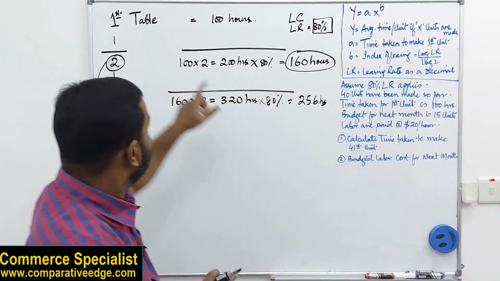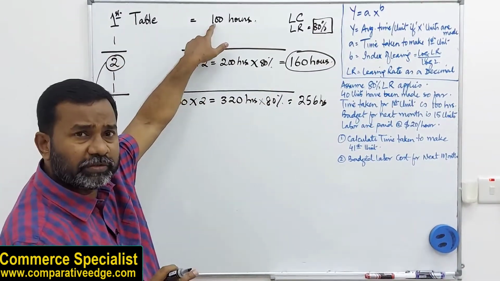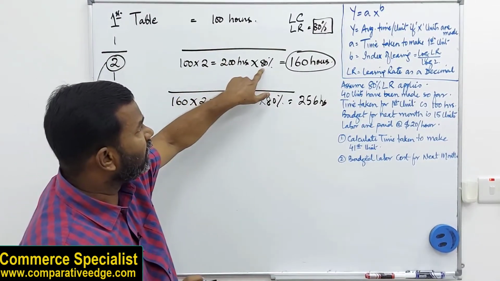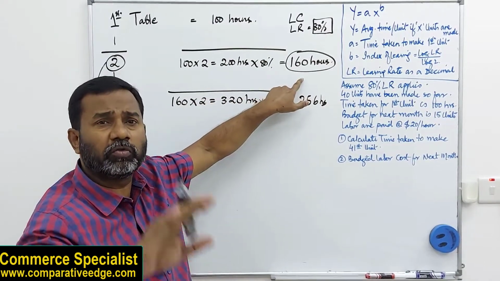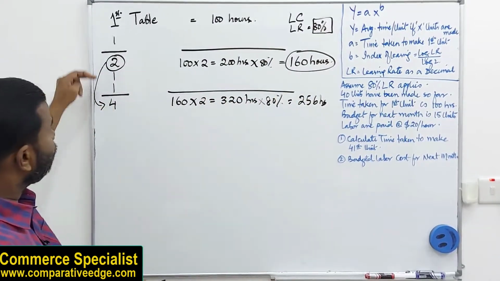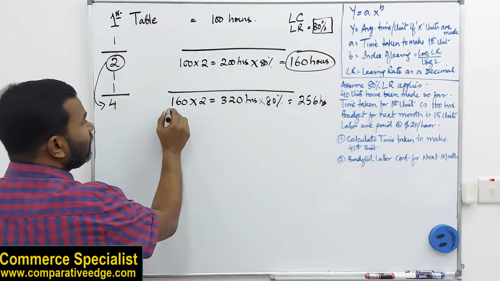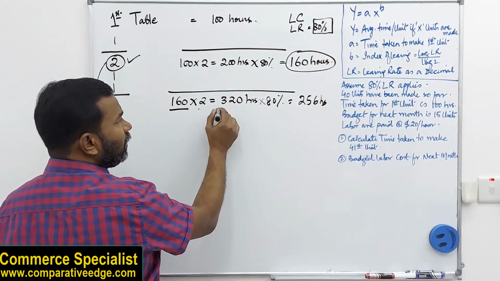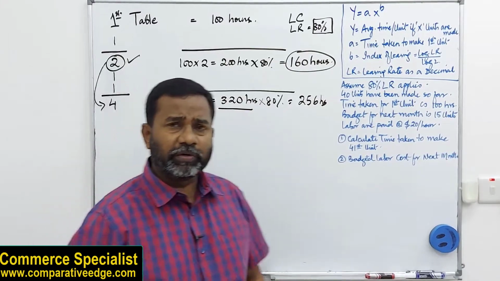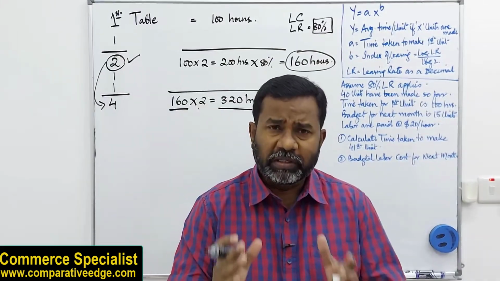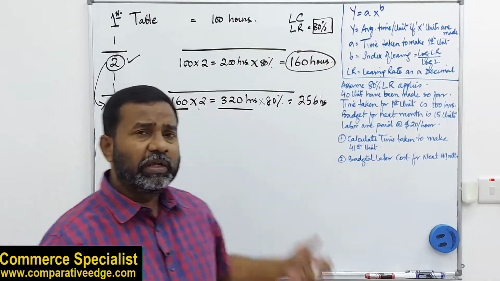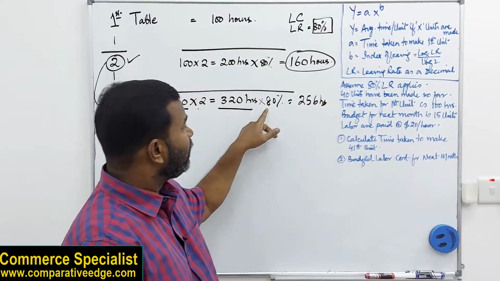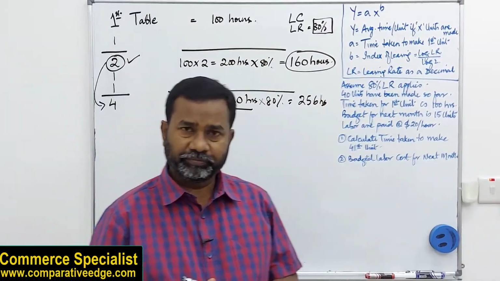Which means first table took 100 hours. If I'm making 2 tables, normally it should take 200 hours. But because of learning curve, only 160 hours will be required to make 2 tables. When the production doubles from 2 to 4 tables, 160 is only for 2 tables. But if it is 4 tables, 160 into 2, that means it should take 320 hours. But we have 80% learning curve. That means instead of 320, the job will be done, by job, I mean the 4 tables will be finished in just 80% of the time, which is 256 hours.